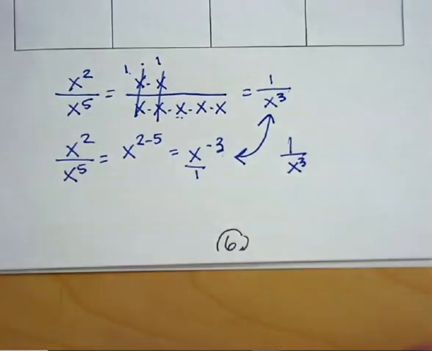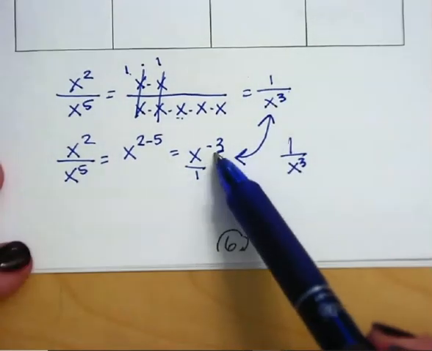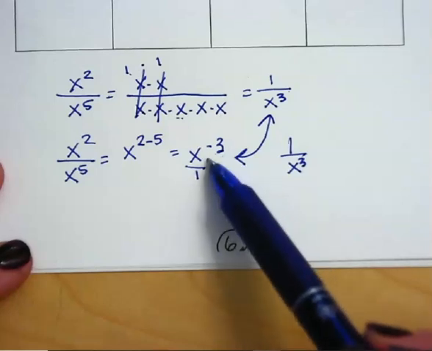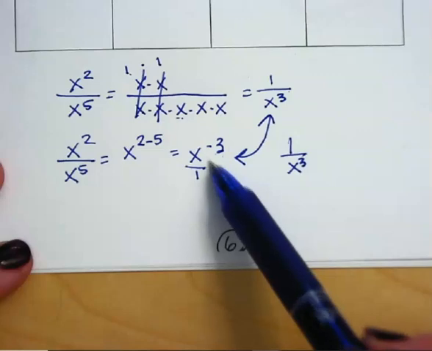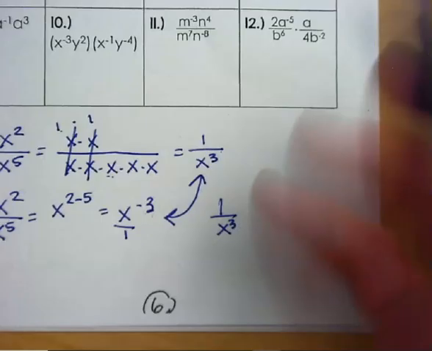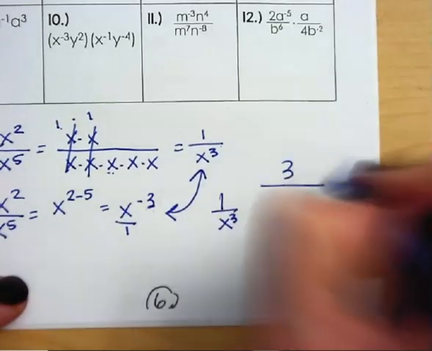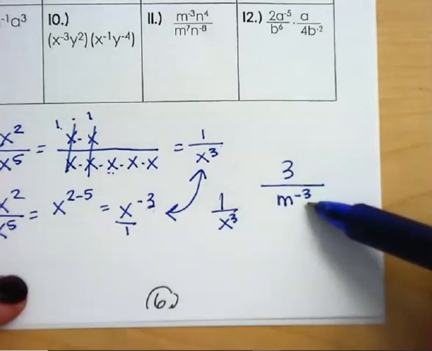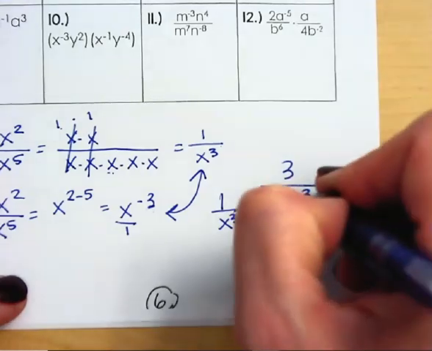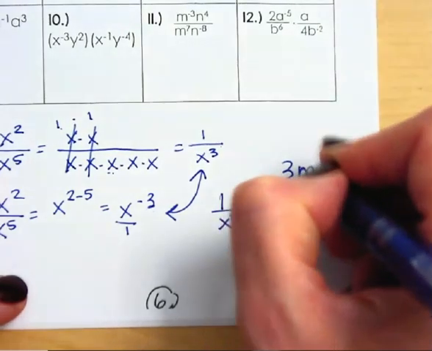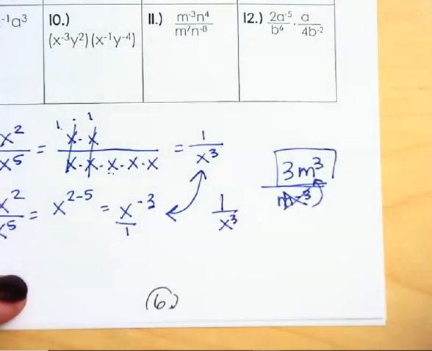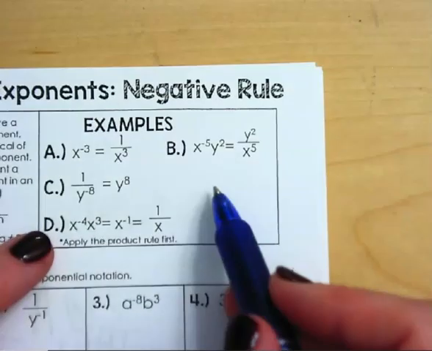What you'll hear me say a lot of times is, if you have a negative exponent, push it to the other side of the fraction. So in this case, it's in the numerator, so we're going to push it down to the denominator. If I had a situation like this, where the negative exponent was in the denominator, I would just push it to the top and make it positive, and then that would be my answer right there. And that's what these examples are doing up here.